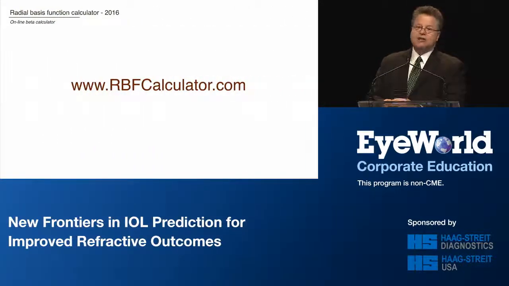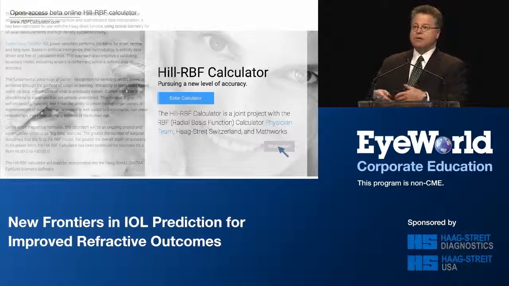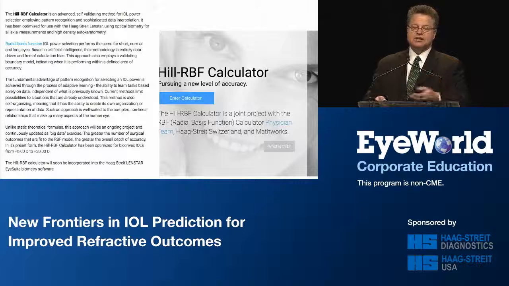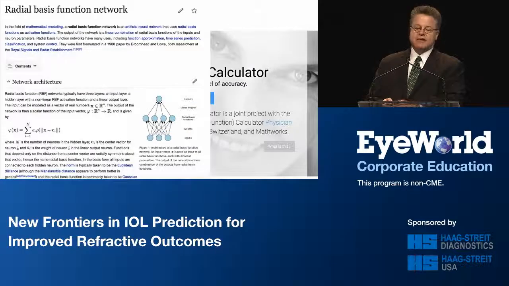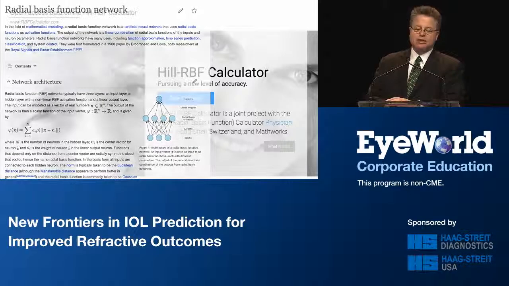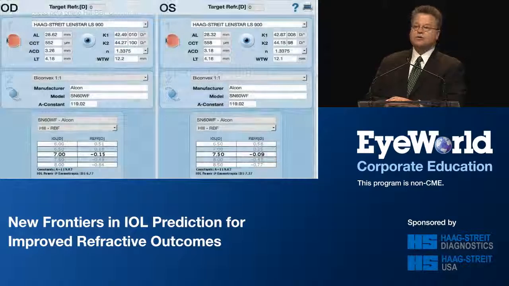There's a calculator online that many of you are familiar with. This is what it looks like. If you want to read about what it is, you can hit "what is this" and it'll explain it to you. And if you're as geeky as a lot of us, you can click on this and it'll take you to all the scary math and it'll explain exactly what we're doing. You can enter the calculator and it'll take you to something that looks just like what's on the LensStar.